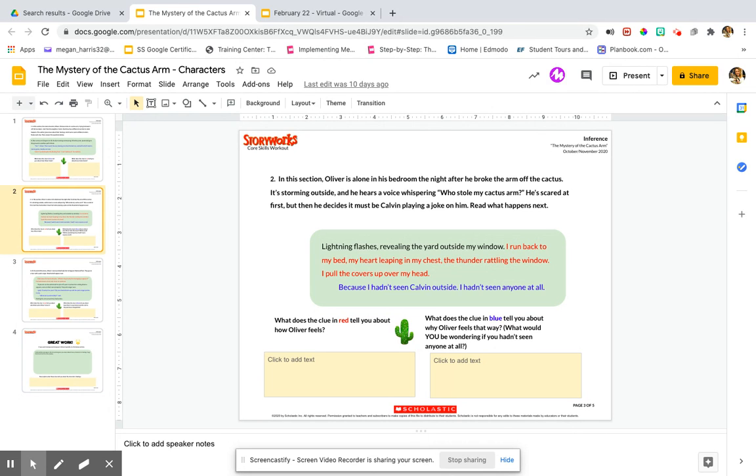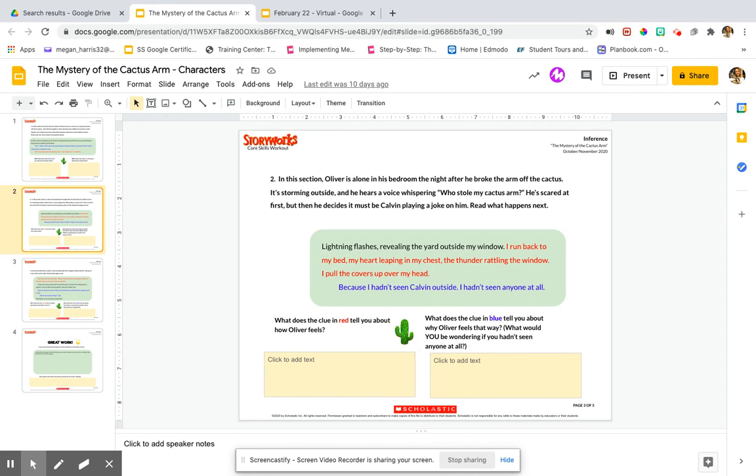So this is the scene right after that moment when he's jumping out of bed, going to see if Calvin's outside. It says, "Lightning flashes, revealing the yard outside my window. I run back to my bed, my heart leaping in my chest, the thunder rattling the windows. I pull the covers up over my head."